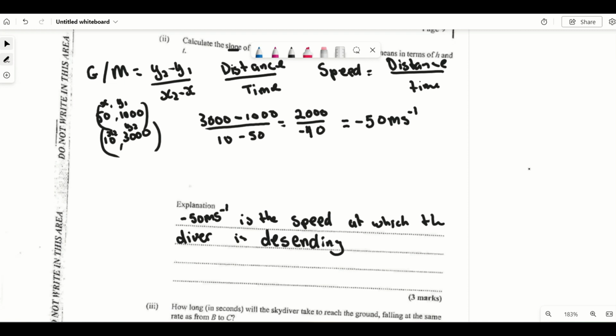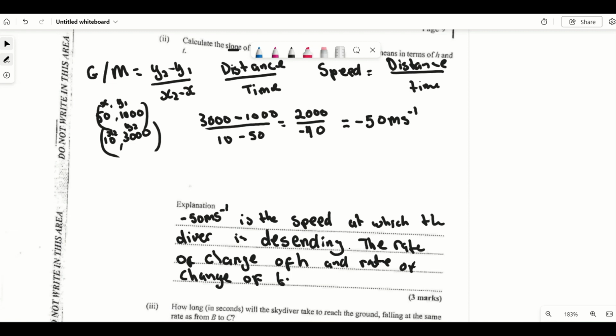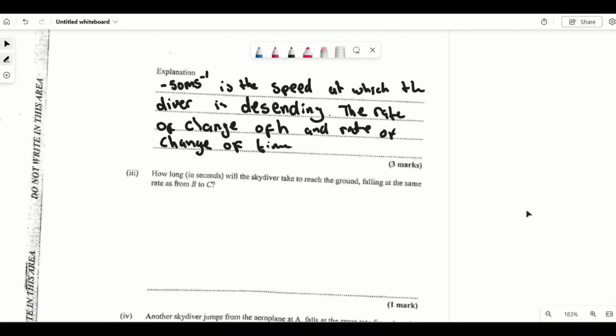Right? The gradient also shows the rate of change. So as h, the rate of change of height, and the rate of change of time. So as height changes, the time that it takes for the height to change, basically. That's what it means. And that is it. This is 3 marks for everything.